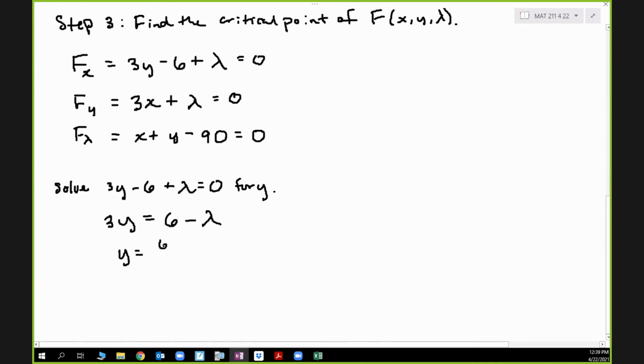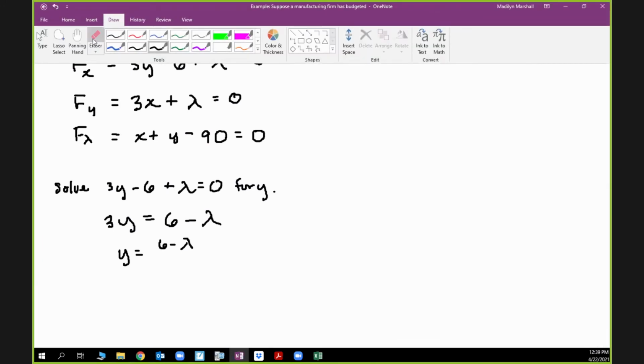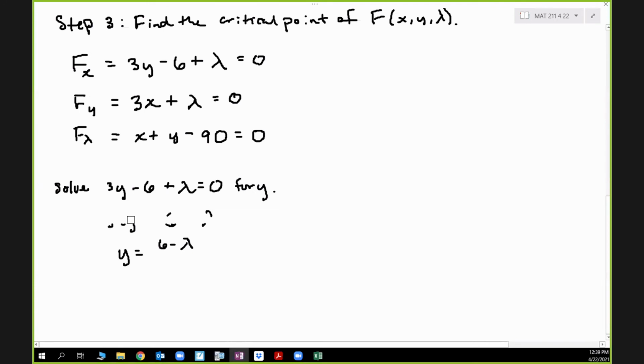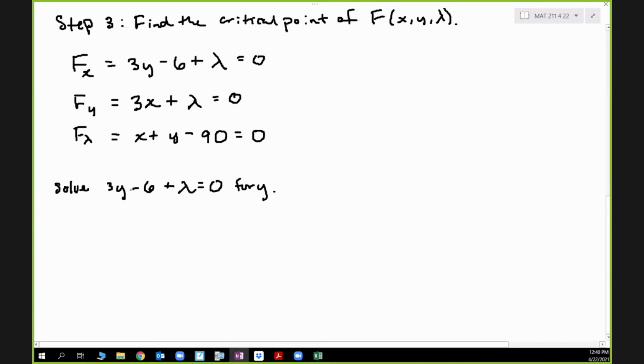Now, if we subtracted 6 and divided by 3 and then took over the lambda, would that make our answer wrong? It wouldn't be wrong as long as you're super careful. So let me just look at that so we can see what we need to do there. So you said add 6, divide by 3, and then move the lambda?